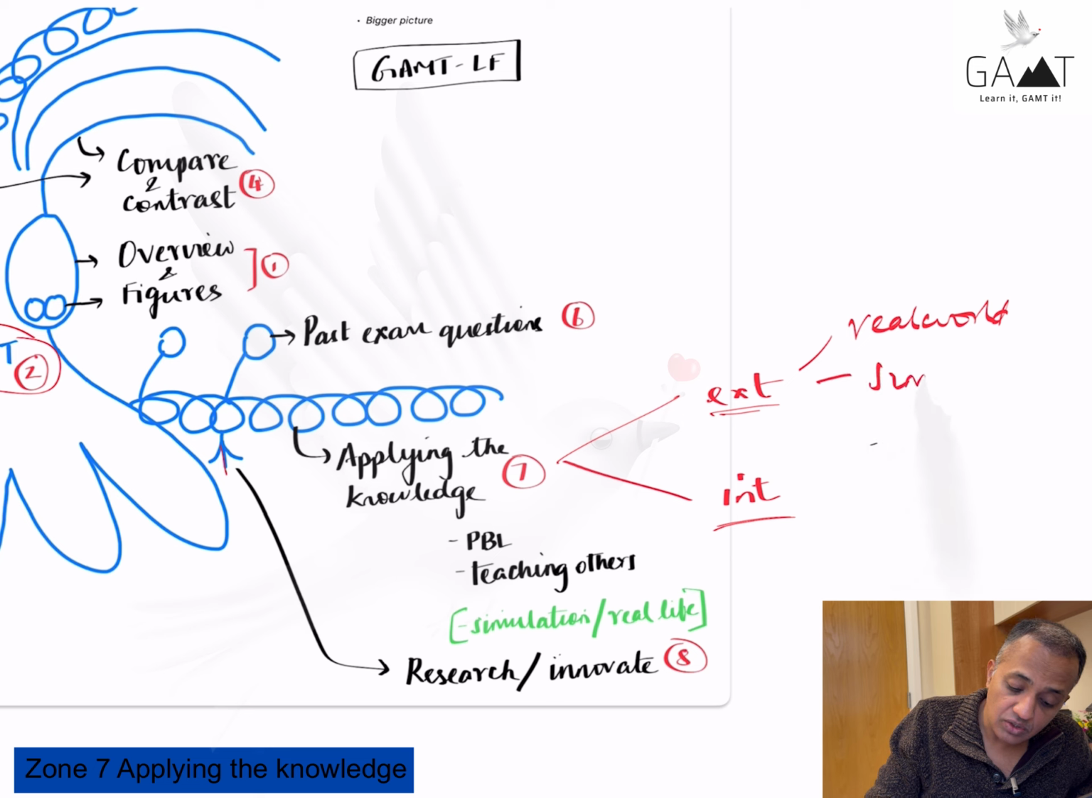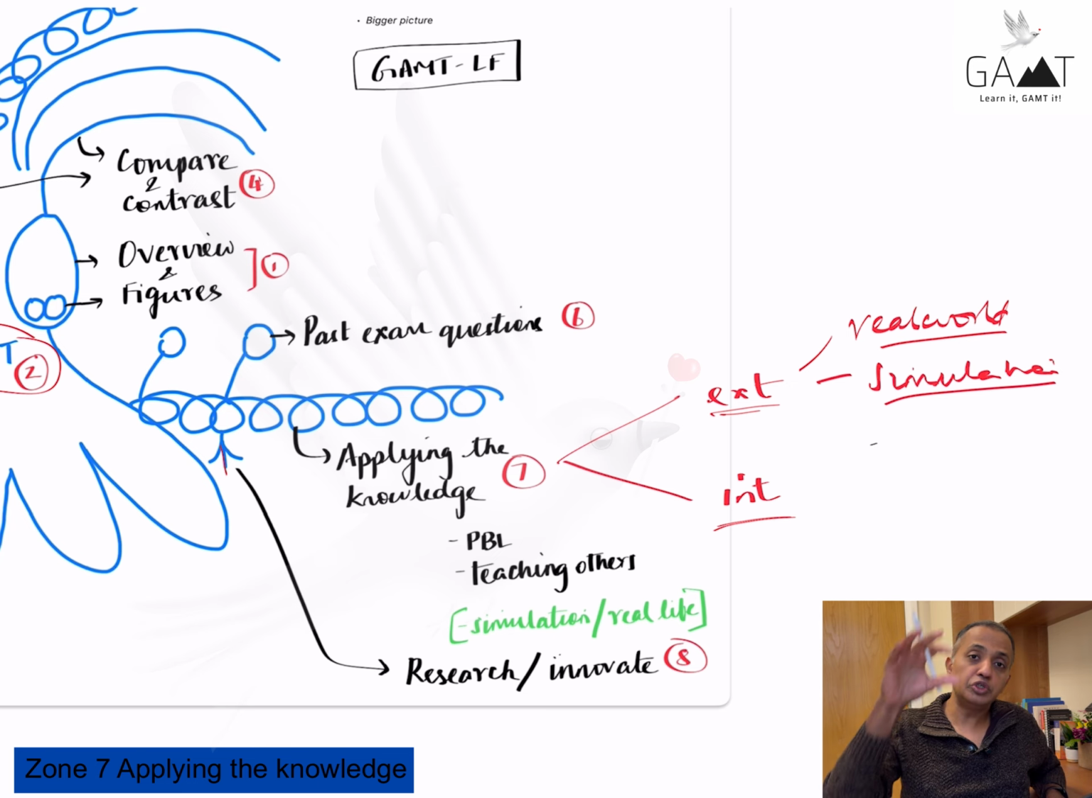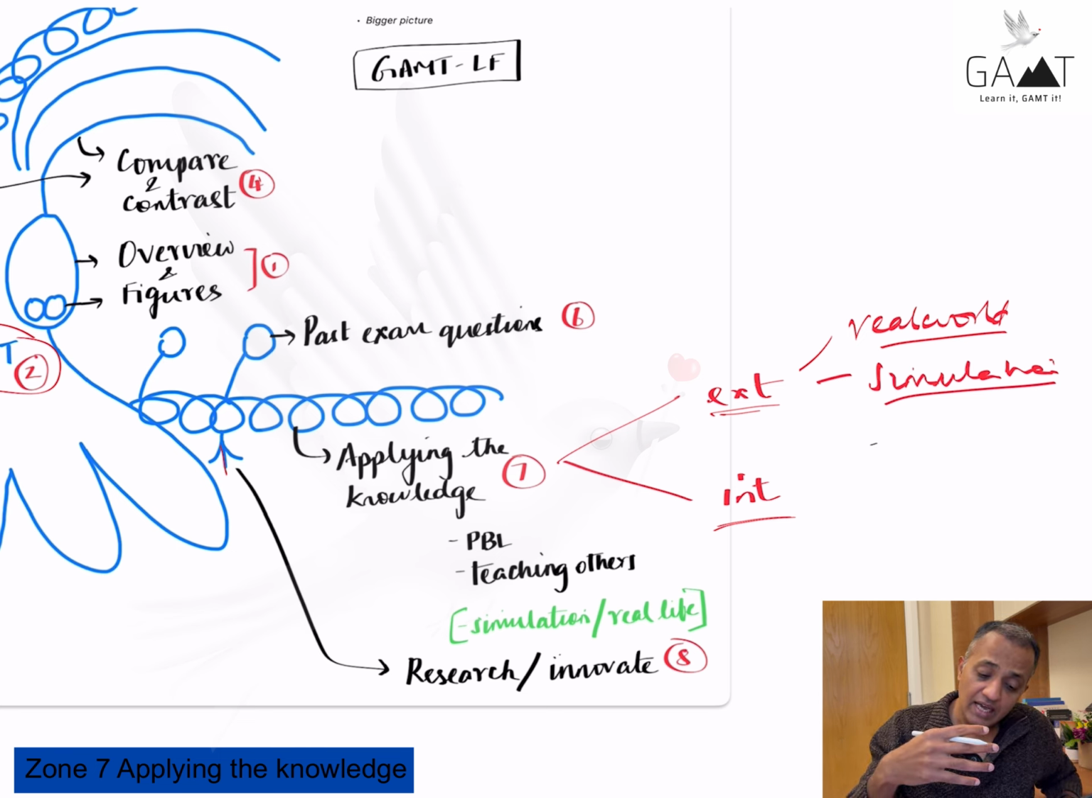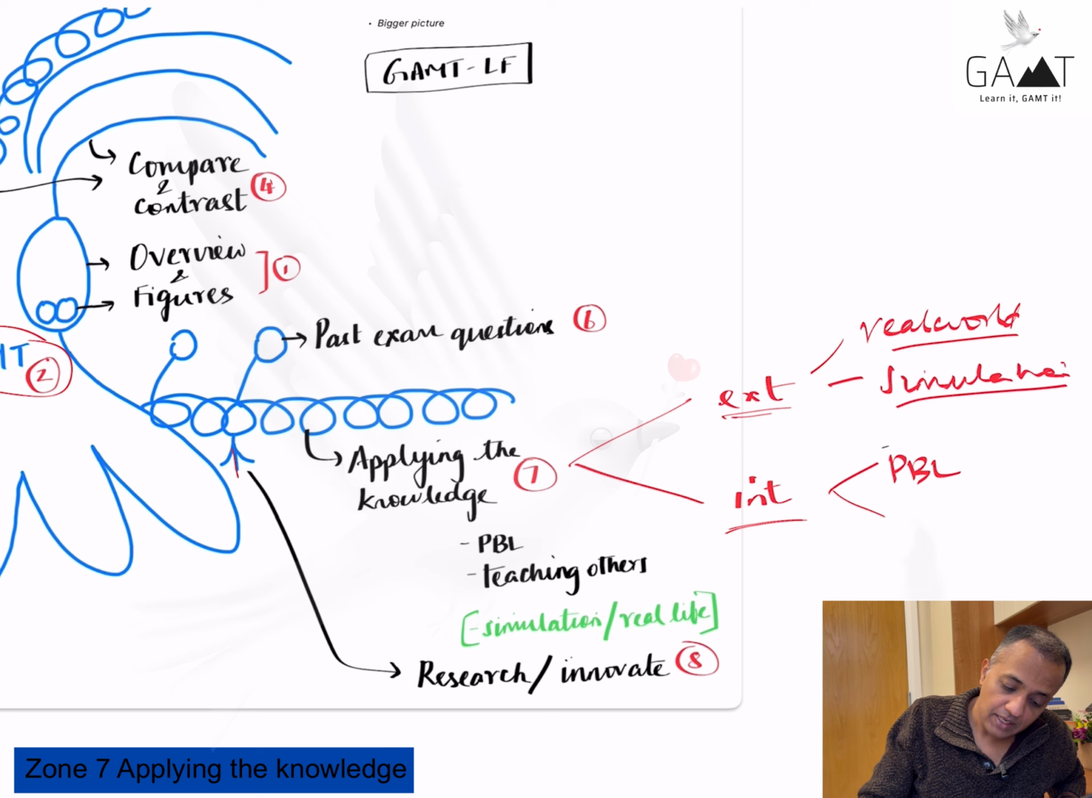Next, closest to the real thing, is a simulation. If you have a simulation lab where they teach about managing a patient with raised ICP, that's another useful tool. I call these external because they are not under your control, but it's important to know that they exist. So when they happen, you grab them with both hands and use them to consolidate your knowledge. Real world examples are the best. Simulation is the second best. And then you have something called internal stuff. The two things that I want you to focus on: one is problem-based learning, second is teaching others.